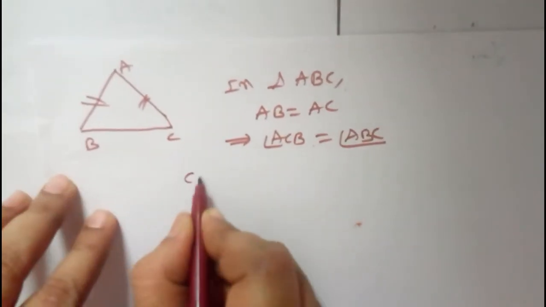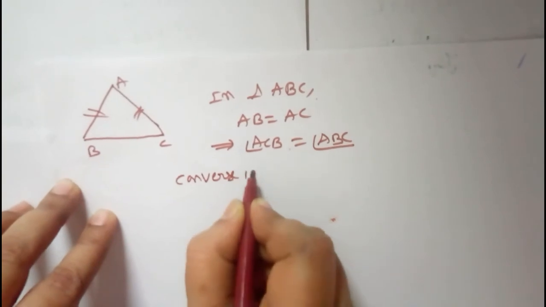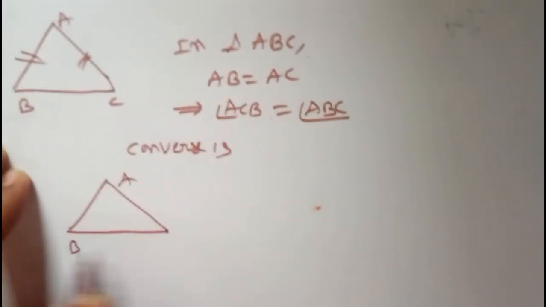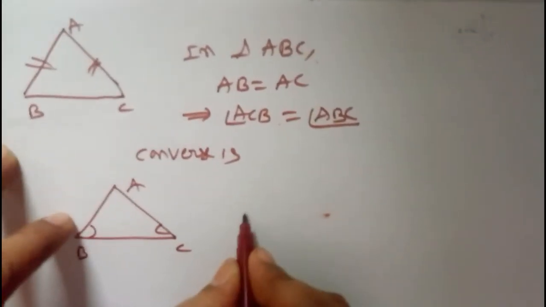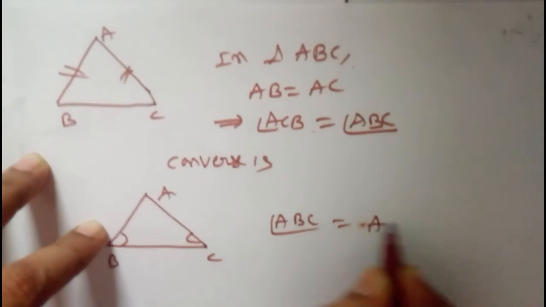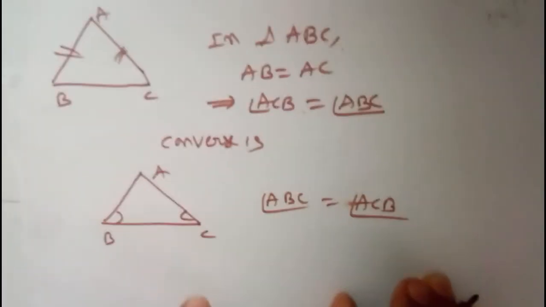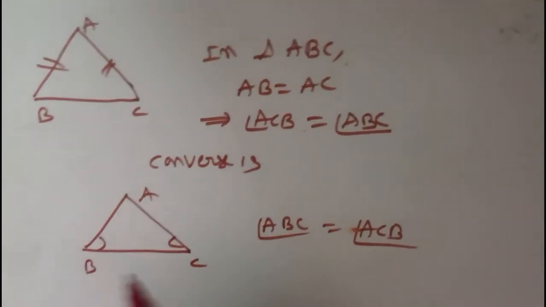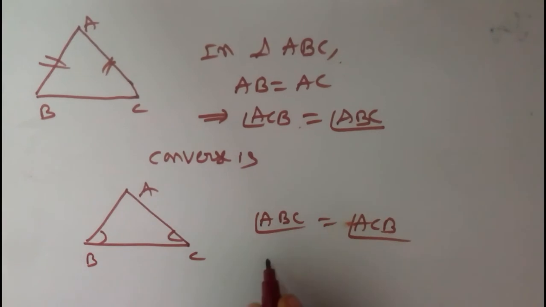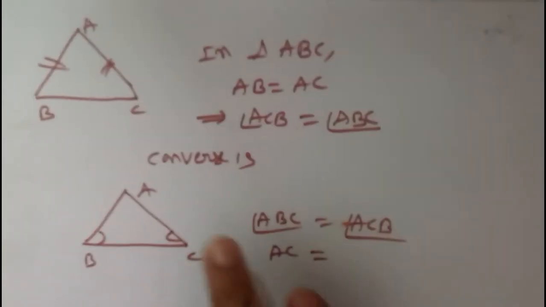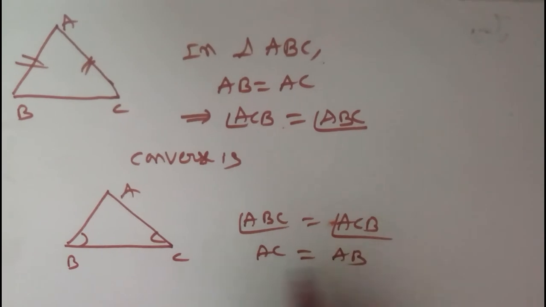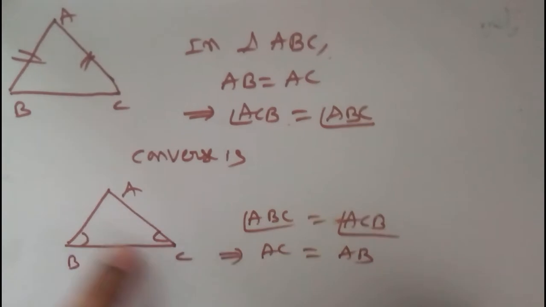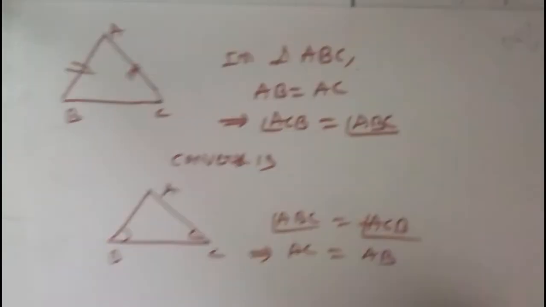The converse is, in a triangle, if two angles are equal, that is angle ABC is equal to angle ACB, then the sides opposite to these two equal angles are also equal. The side opposite to angle ABC is side AC. The side opposite to angle ACB is AB. If sides are equal, then opposite angles are equal. If angles are equal, then the opposite sides are equal.